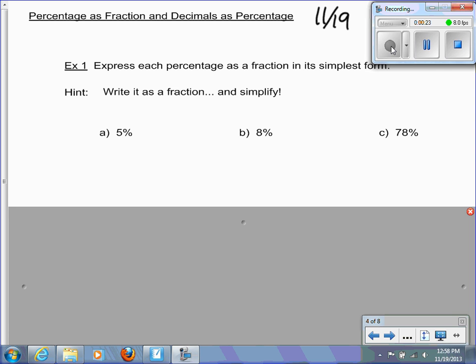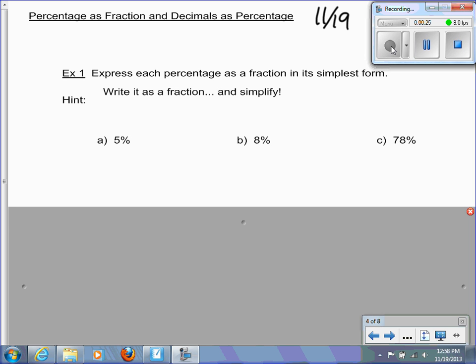Example 1 tells us to express each percentage as a fraction in its simplest form. Can anybody tell me what this means? The hint: basically just write it as a fraction and simplify. Isabel? You would write 5 over 100. Why would we write it over 100? Because percentages are out of 100. We always start over 100.